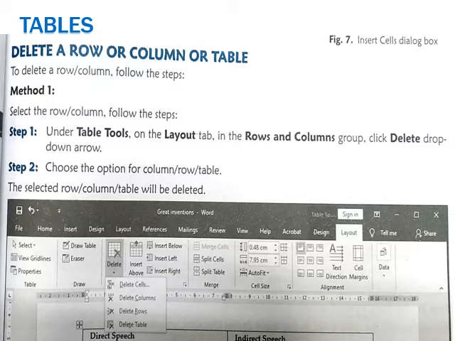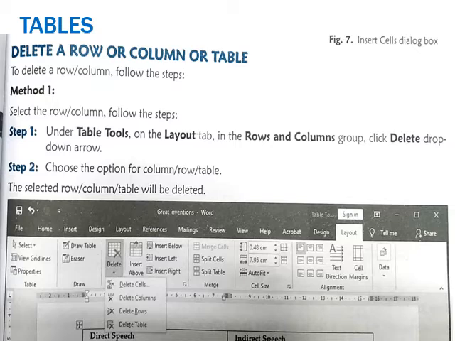Then delete a row or a column. In case you want to delete a row or a column, suppose one student has taken a TC and you want to remove his record, in that case you would be required to delete the entire row. Or maybe I say I don't want to have this final percentage of last class in my table, in that case you would be required to delete a column. Or maybe I don't want a table altogether, in that case I would be required to delete the table. So these are the various activities that can be performed. You can delete a row, a column, or the entire table.